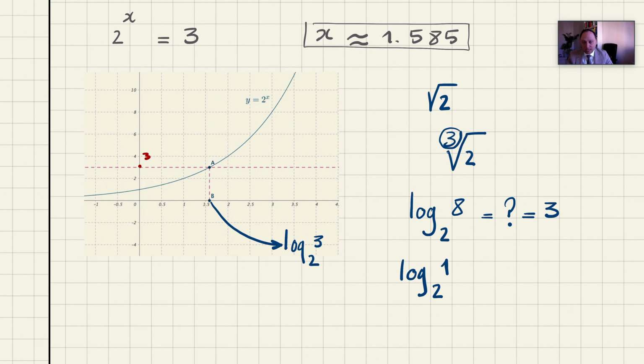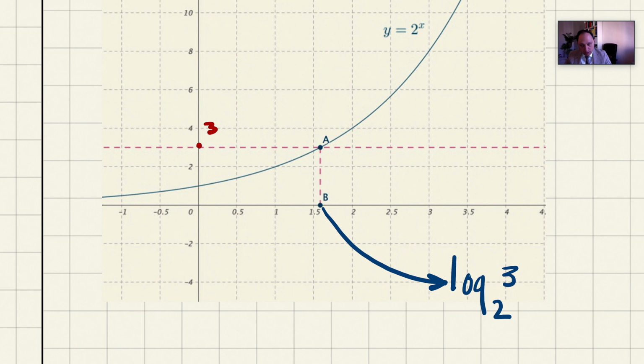Anyway, why is the logarithm of 1 in base 2 equal to 0? Again, using the same method. First of all, let me make this a little bit bigger. Can you tell me which point this is?